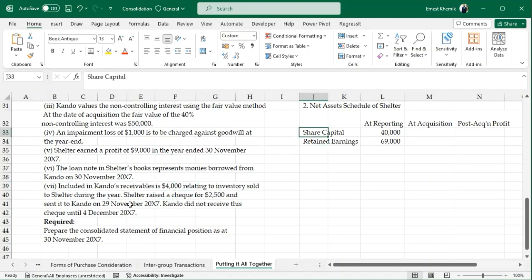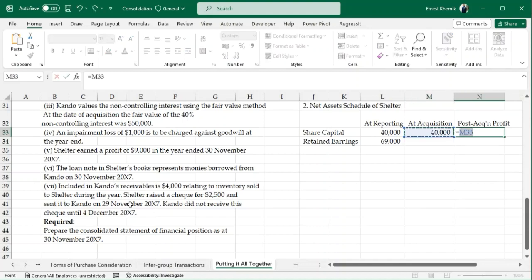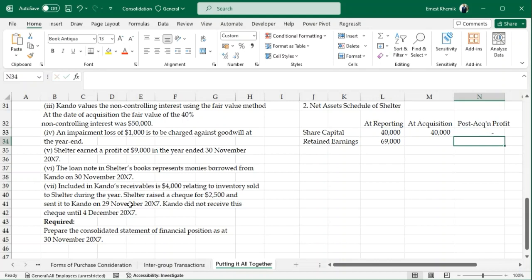From there we know that our share capital at the date of acquisition remains 40,000 because nothing has been said about it. So the post-acquisition movement in our share capital is going to be 0. Alright, how do we calculate the post-acquisition profit? It is the value at the reporting date less the value at the acquisition date to get our post-acquisition reserve.